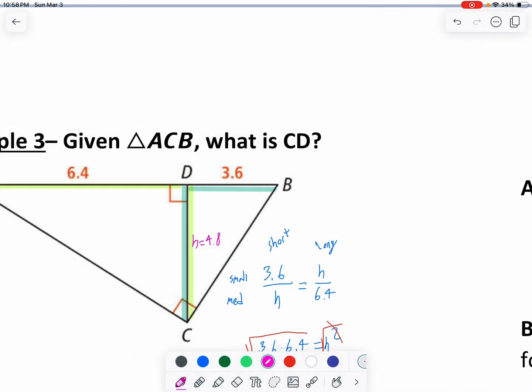Now, another thing that you always want to do is check if your answer is reasonable. If this answer didn't give me 4.8, maybe it gave me 48, I would look at this length and I'd be like, that's 3.6, probably not 48. Maybe I did something wrong. This is 6.4. This length has to be shorter than that. So 4.8 is reasonable. But if it was 48, it wouldn't be shorter than that.